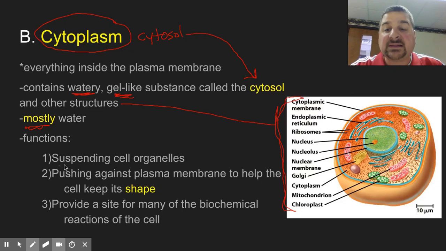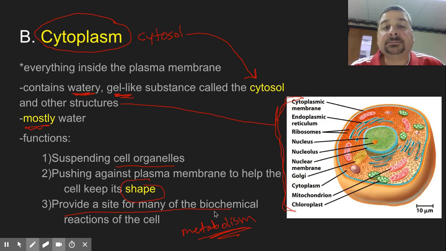The purpose of the cytoplasm is, again, it's a place for the cell organelles to kind of be stuck. In some cells, it pushes against the plasma membrane, helping to keep its shape. Okay, especially in plant cells, turgor pressure, that's important. And we'll talk about that later this chapter. And also, the cytoplasm is a site for our metabolism. It's a place for a lot of those chemical reactions that take place, whether it's in an organelle or it's just happening in the cytoplasm. It's a site for all those chemical reactions.